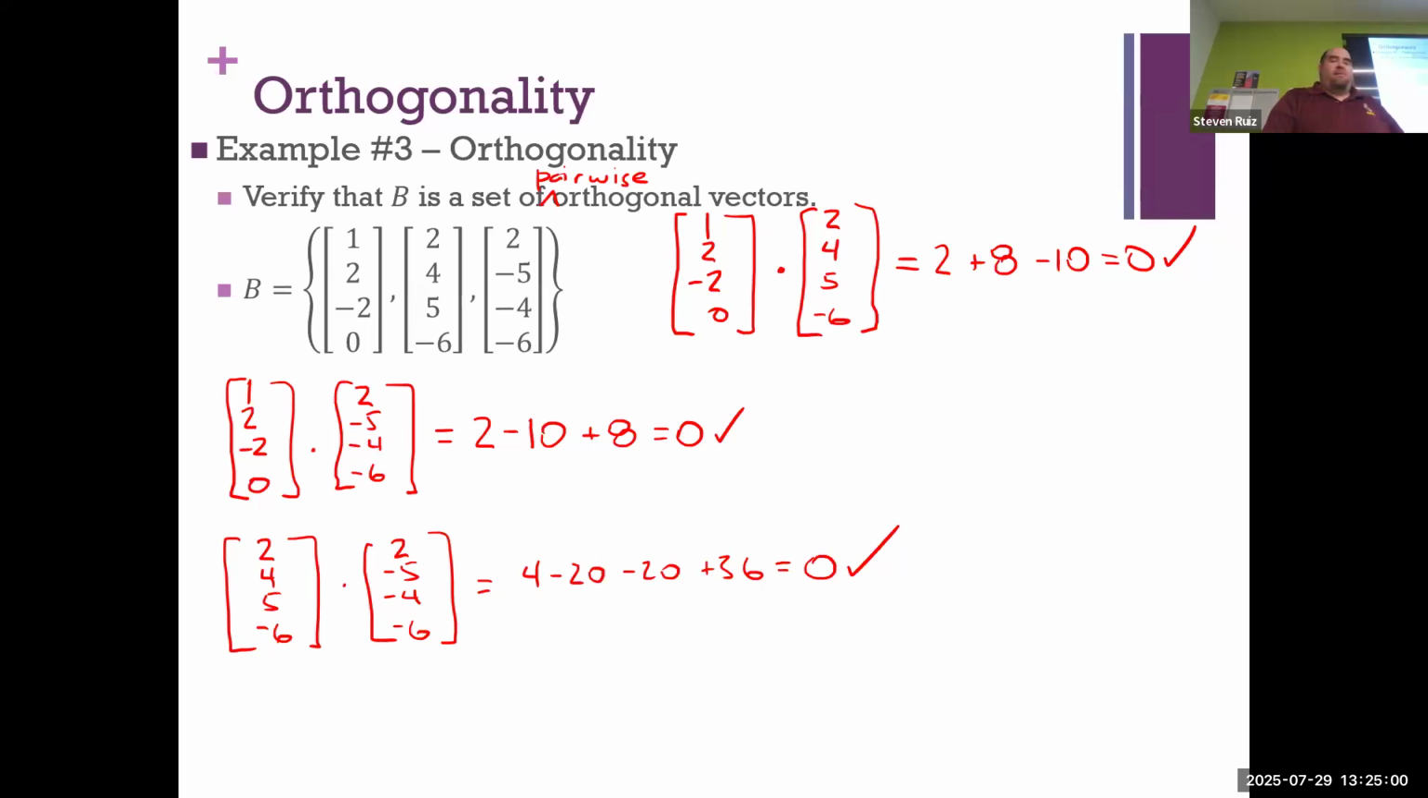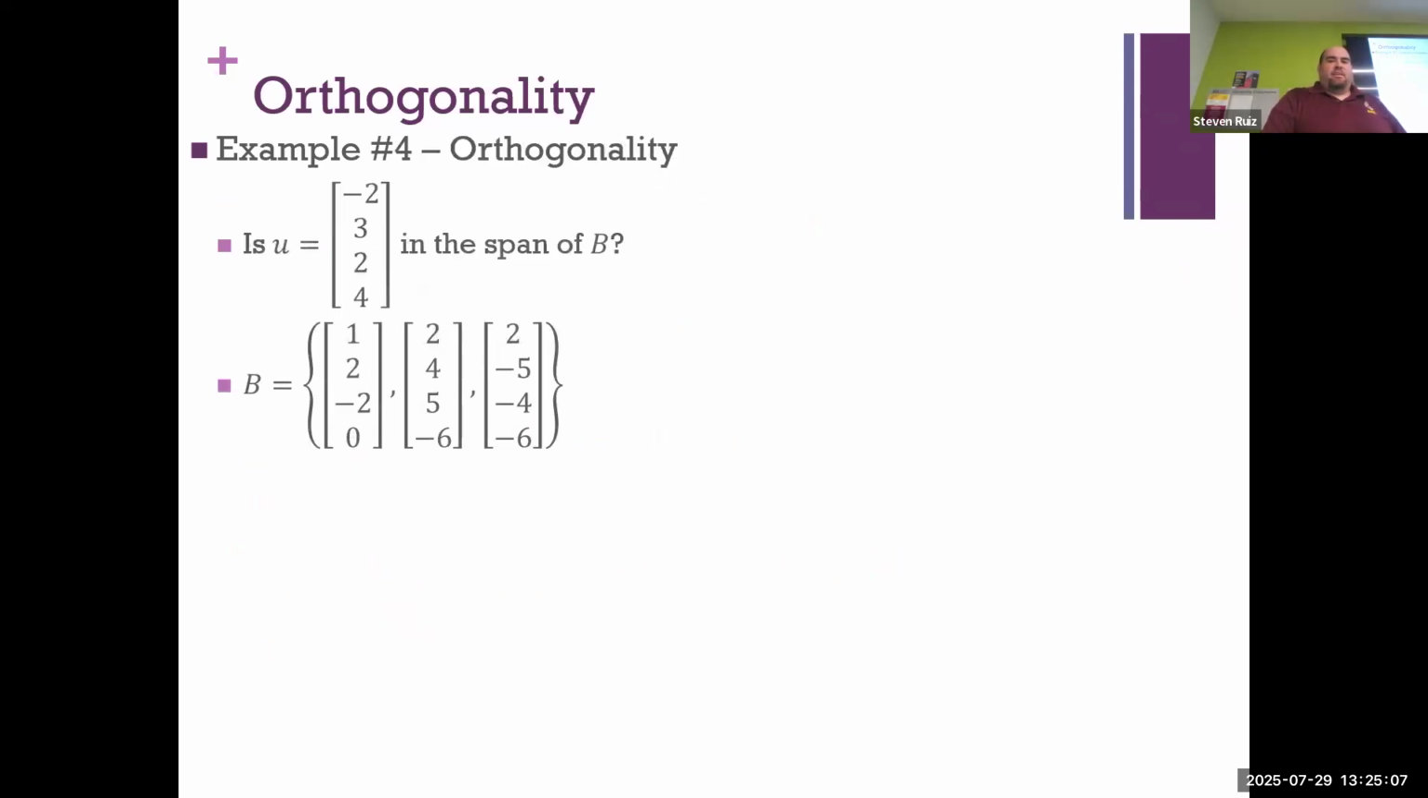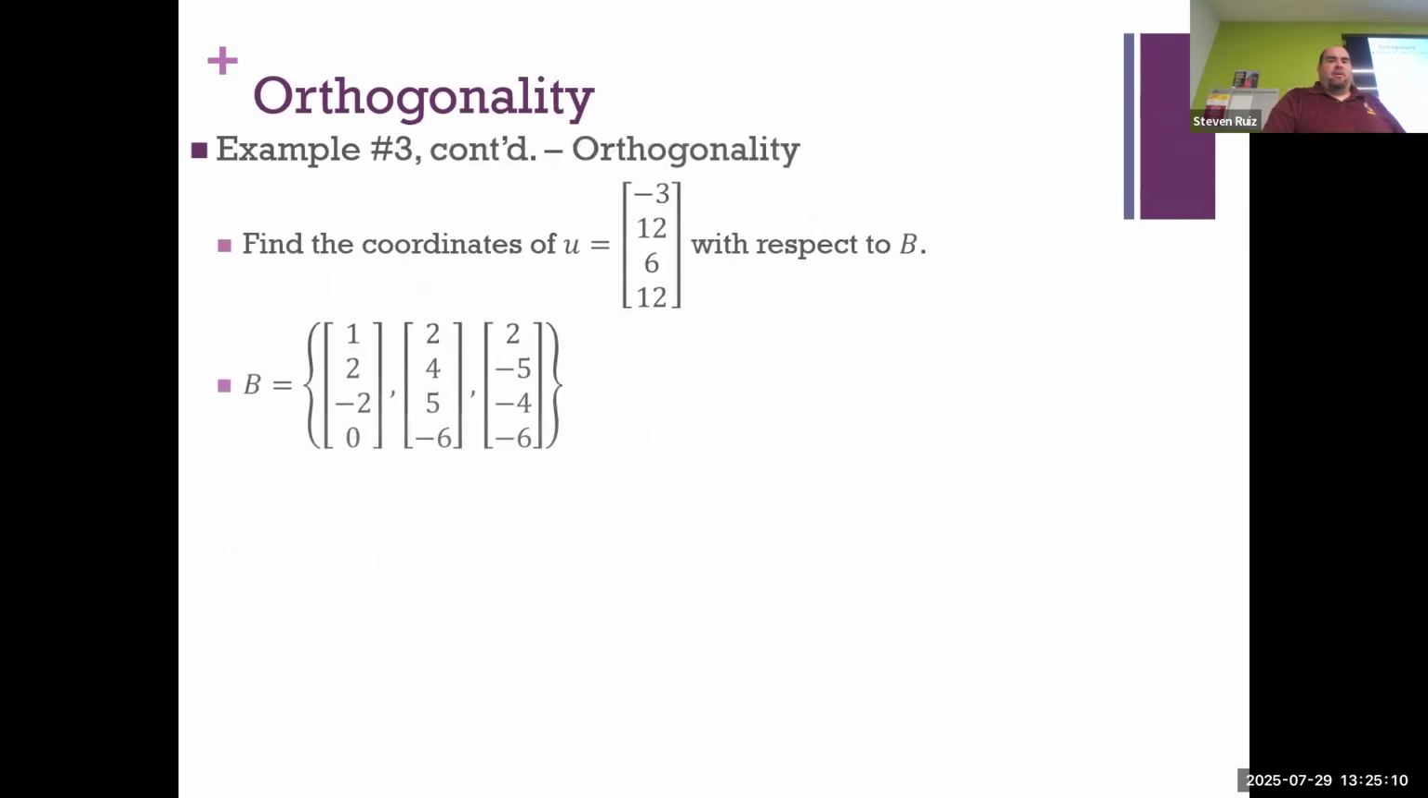Questions? Okay. So now, did I skip a thing? No, I didn't. So these are the 3 vectors we just dealt with. I'm asking you to take it on faith that they're a basis. We could prove it, but they are a basis for some subspace. Can we find the coordinates of U with respect to B?